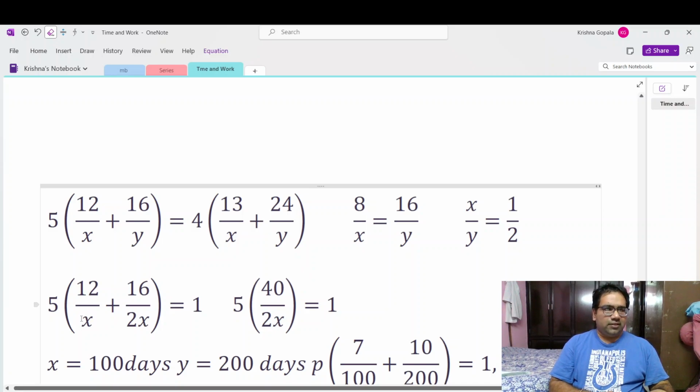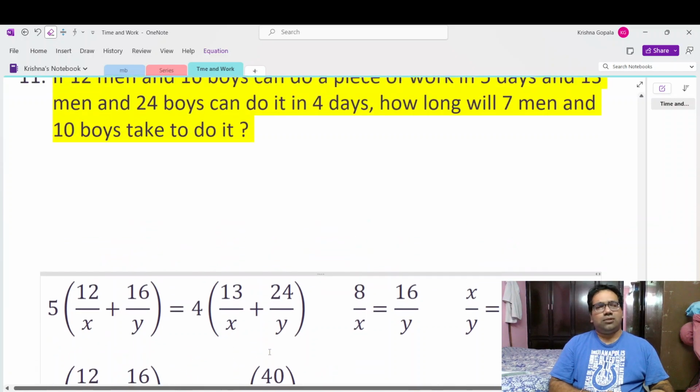What is x? X is the number of days one man will do the work. One man can do this complete work in 100 days. One boy will take 2 times that of the man. Y equal to 2x, right? So they will do it in 200 days. Okay. So now we know one man will do it in 100 days. One boy will do it in 200 days.